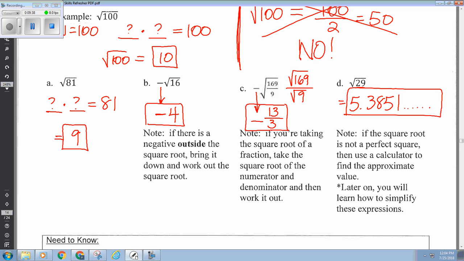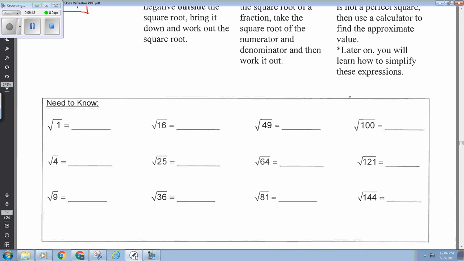But in terms of your need to knows, just like you need to know the first 12 perfect squares, you need to know the first 12 perfect square roots. The good part is, if you know the first 12 perfect squares, you already know the square roots as well. Square root of 1, 1. Square root of 4, 2. Square root of 9, 3. 4, 5, 6, 7, 8, 9, 10, 11, and 12. So if you got to know it one way, you also know it the other way too.